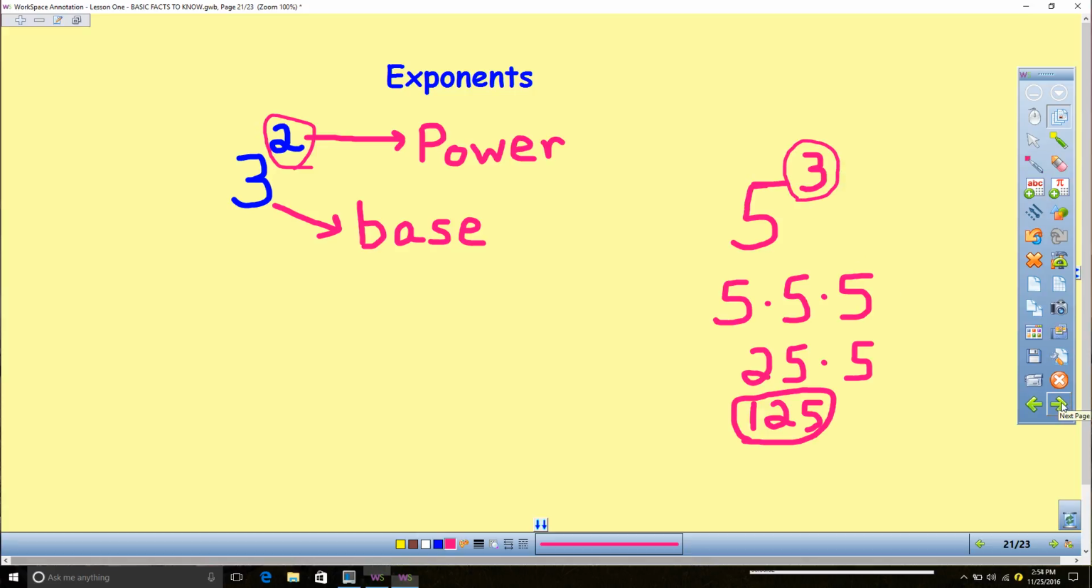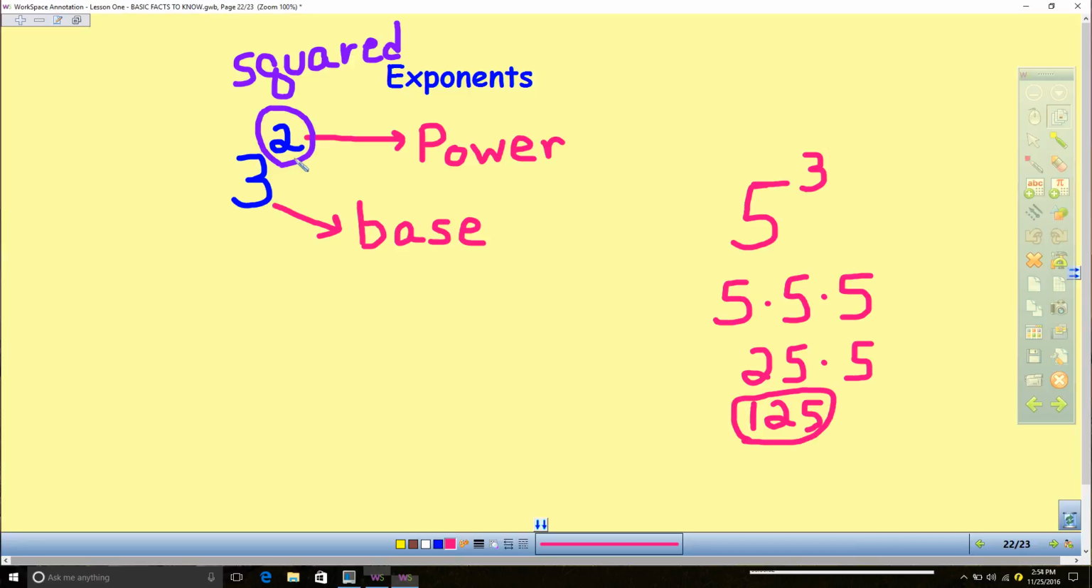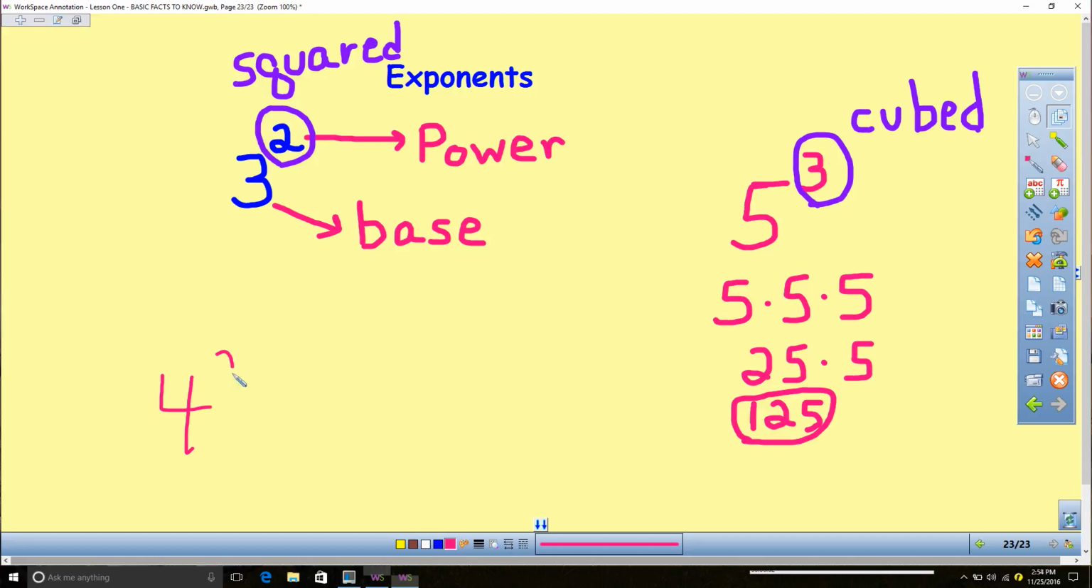Now, the powers of 2 and 3 are used more often than any other. Therefore, we have special names for them. For example, 3 to the 2nd power may also be read as 3 squared. 5 to the 3rd power may also be read as 5 cubed. It doesn't matter what the base is, so if I have 4 to the 2nd power, I can also read it as 4 squared. If I have 7 to the 3rd power, I can also read it as 7 cubed.